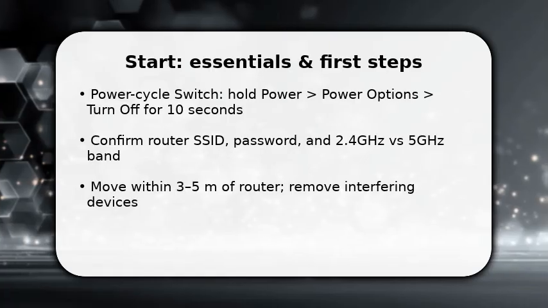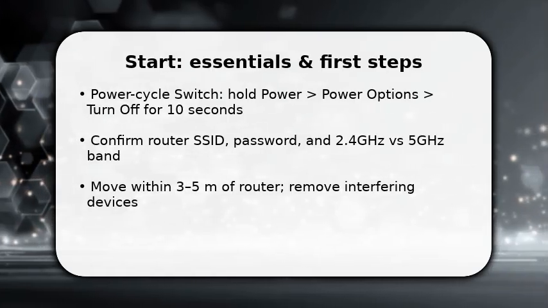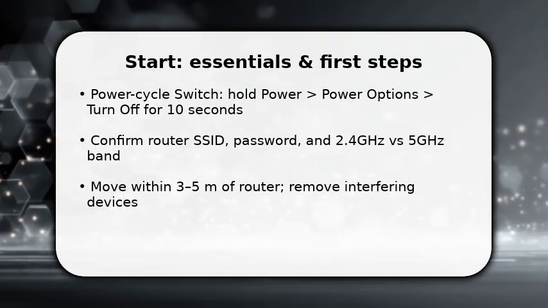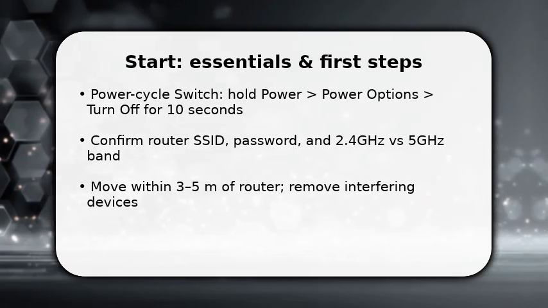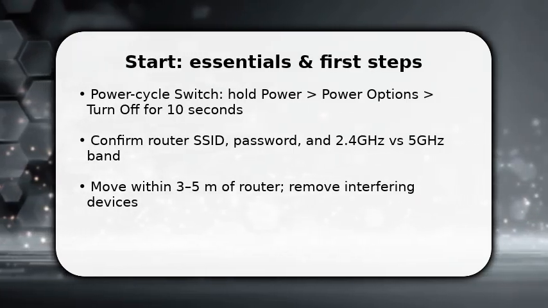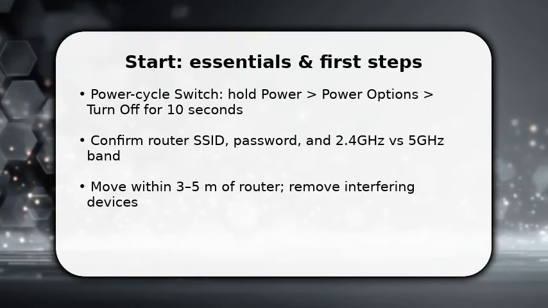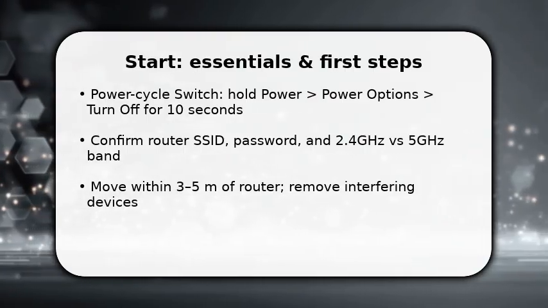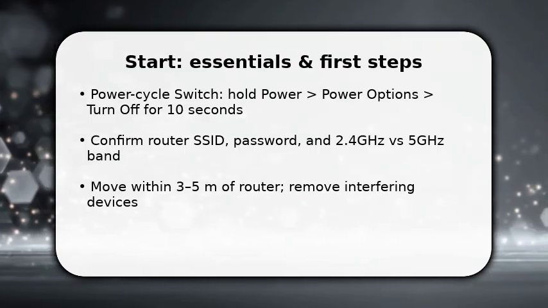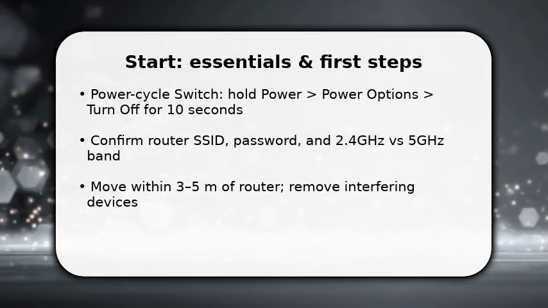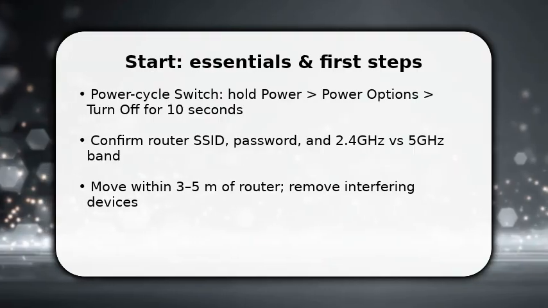Enjoy the video. You'll begin by cutting variables. Power off the console fully and wait 10 seconds to clear transient errors. Then check the router band and password so you don't chase the wrong network. Many Switch units prefer strong 2.4 GHz signals over distant 5 GHz ones. Once done, move close to the router and eliminate interference from microwaves or cordless phones.